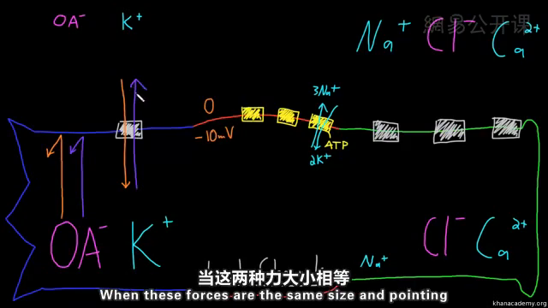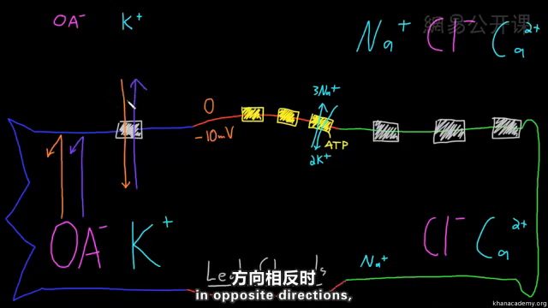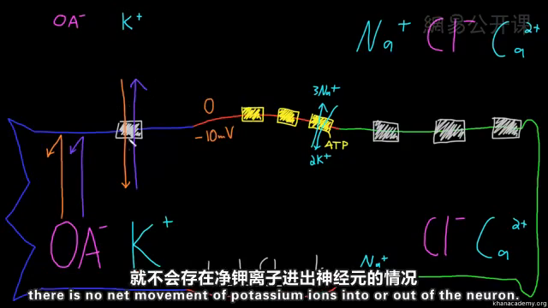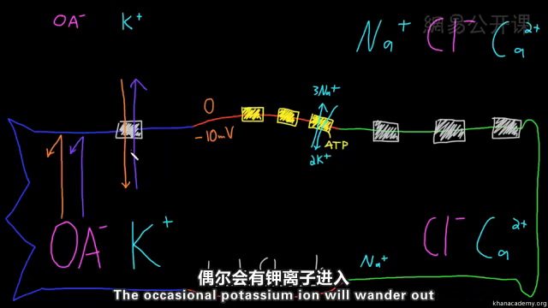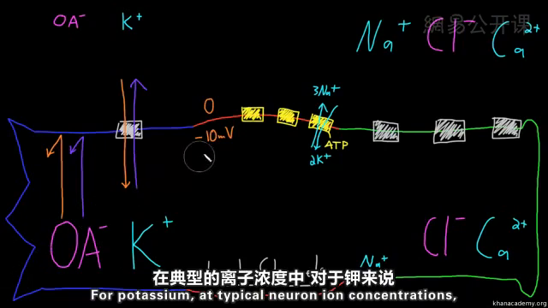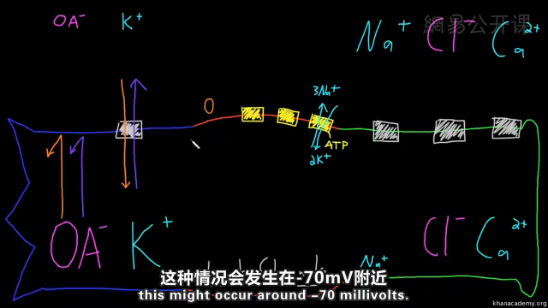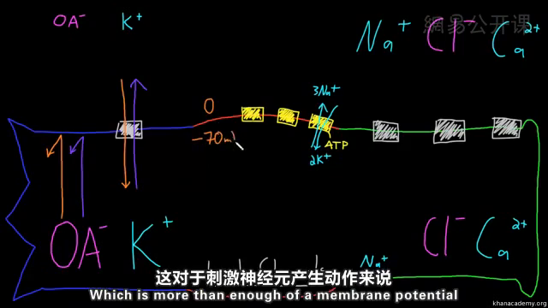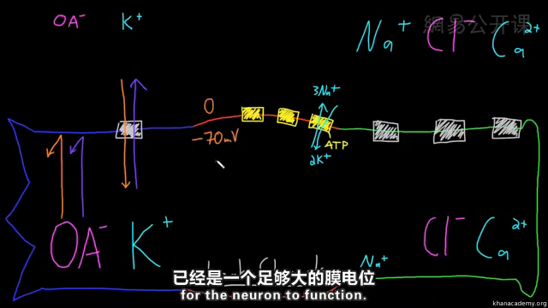When these forces are the same size and pointing in opposite directions, there is no net movement of potassium ions into or out of the neuron. The occasional potassium ion will wander out or wander into the neuron, but in basically even amounts. For potassium, at typical neuron ion concentrations, this might occur around negative 70 millivolts, which is more than enough of a membrane potential for the neuron to function.